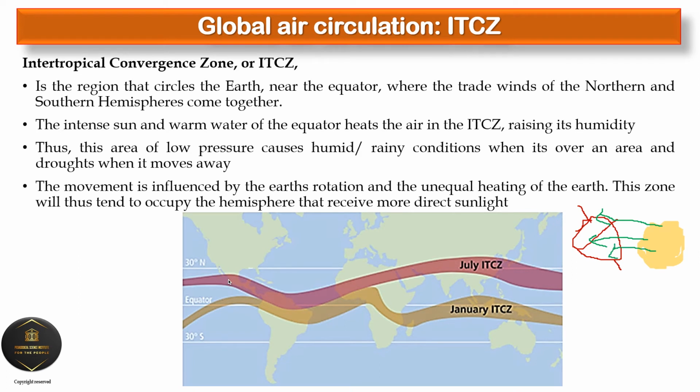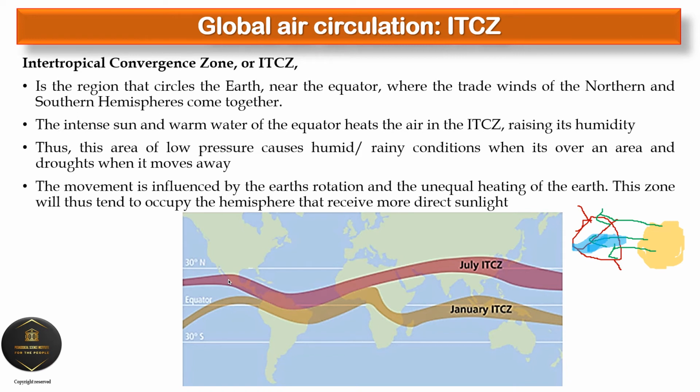And you can see now, because of that, since the southern hemisphere is getting direct rays, it means it's summer in the southern hemisphere. So what will happen now is that our ITCZ will be in the southern hemisphere. And why do I say so? Because of that, remember the equator is already skewed. So this region that receives direct rays will form our ITCZ, the intertropical convergence zone.